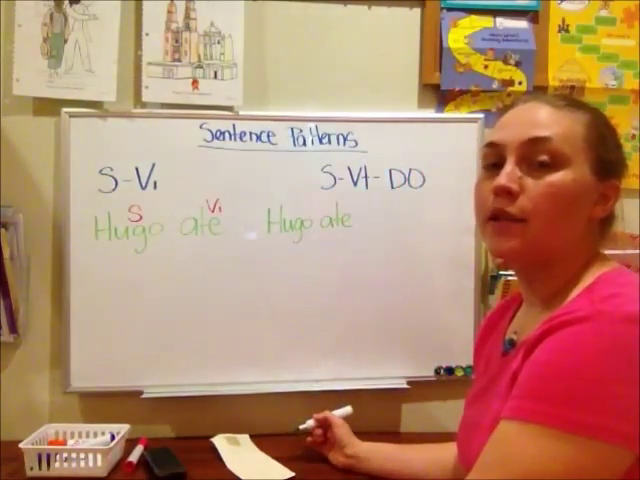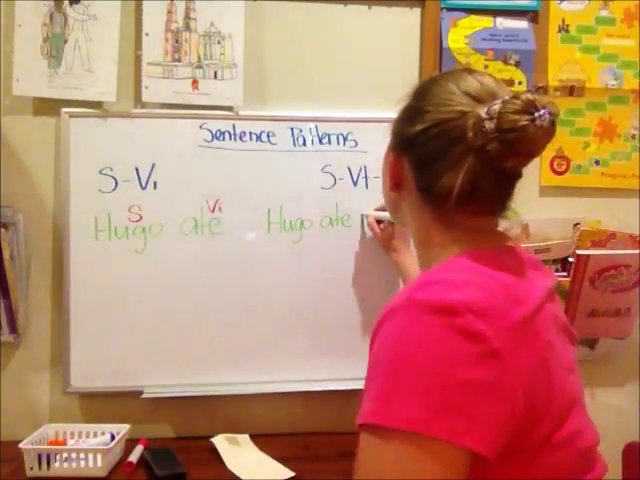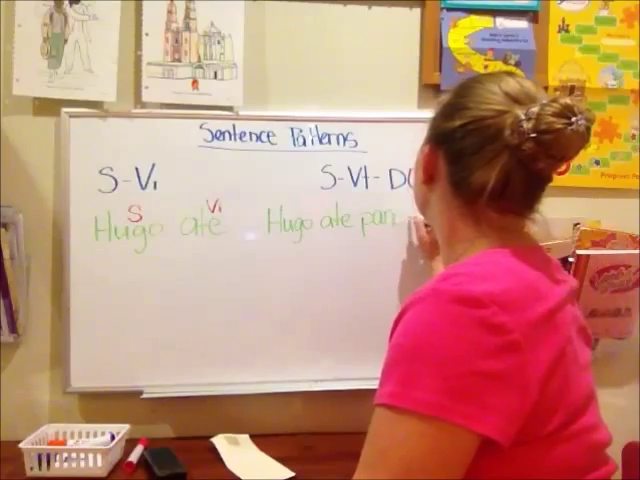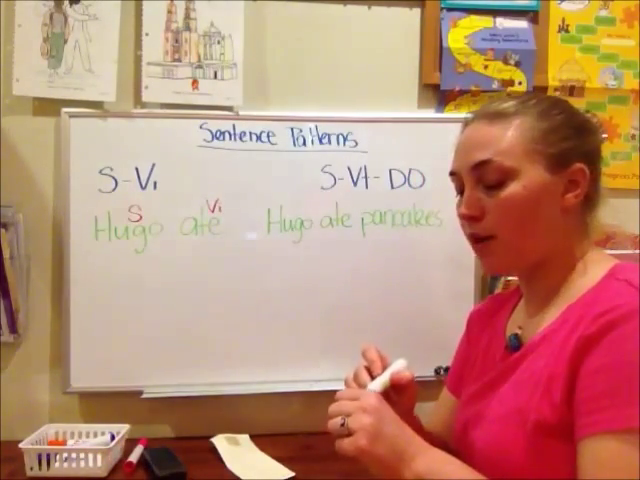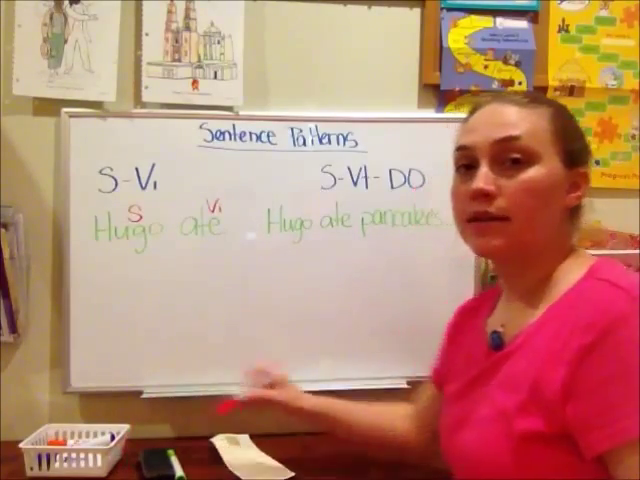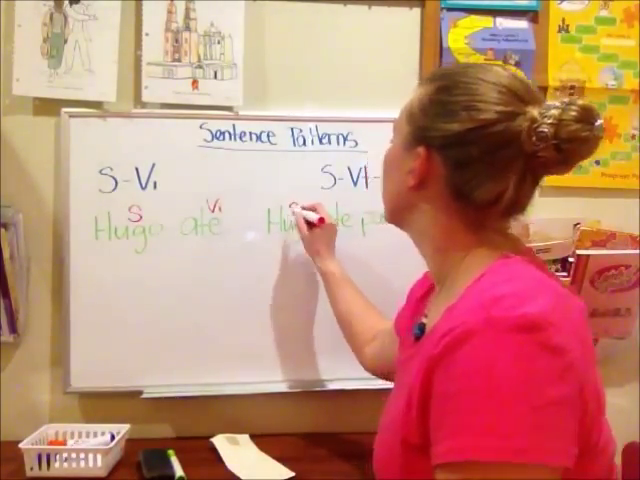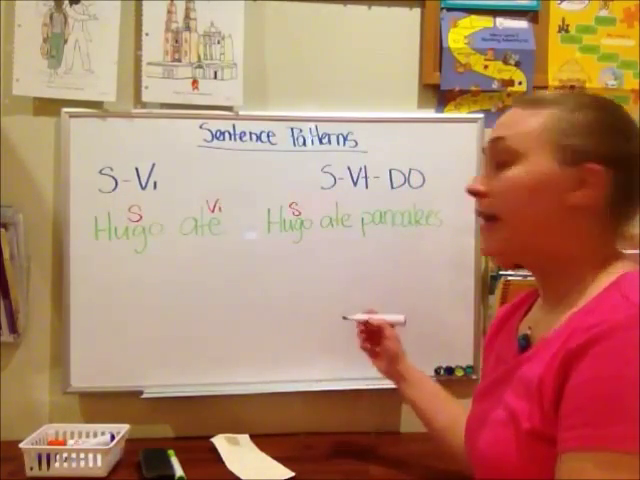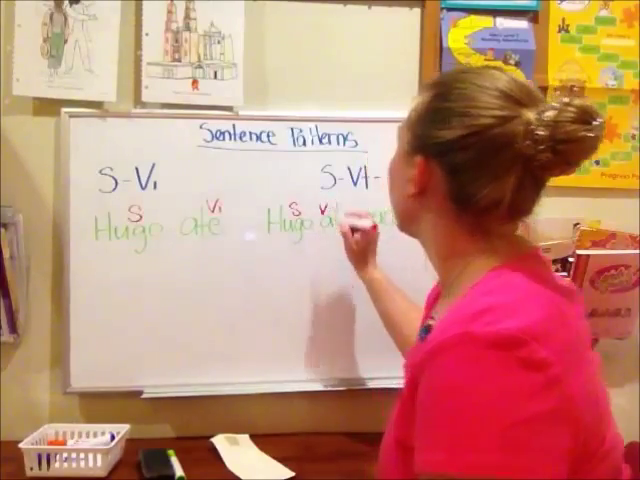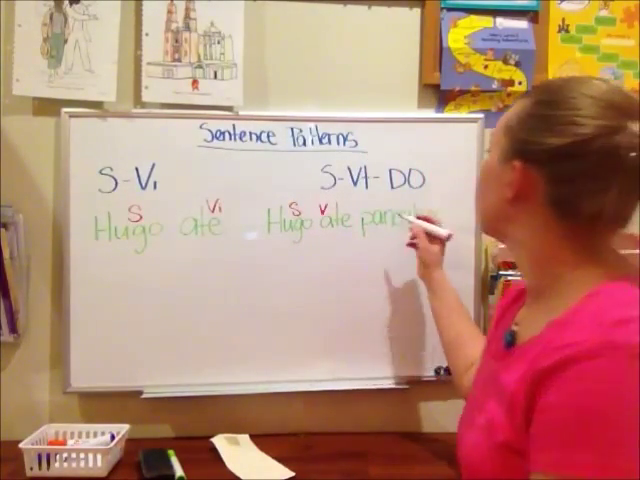Who or what did Hugo eat? Hugo ate pancakes. So when we go back and parse the sentence, who or what is our sentence about? Hugo. We're going to mark Hugo as our subject. What did Hugo do? Hugo ate. Ate is our verb. What did Hugo eat? He ate pancakes.